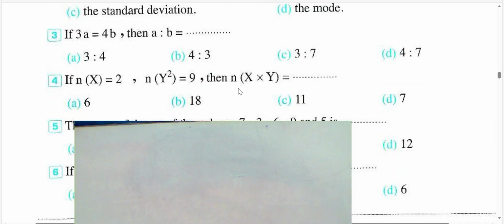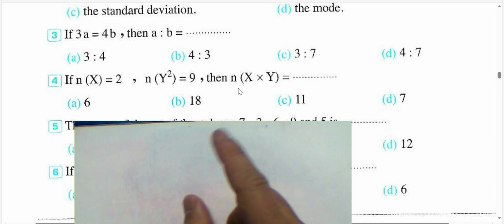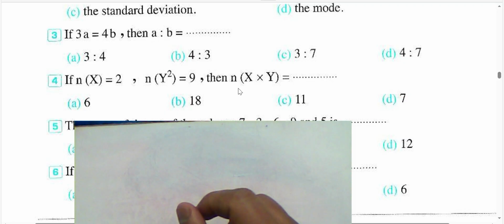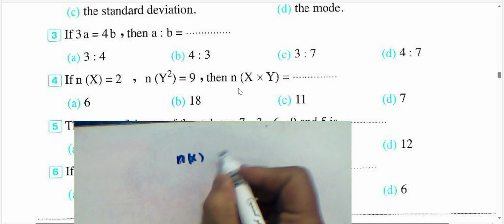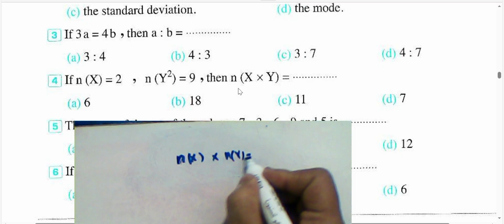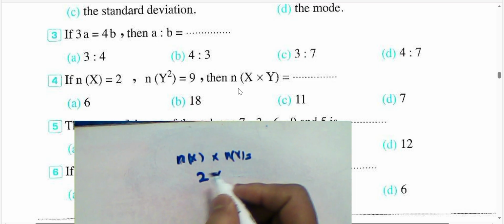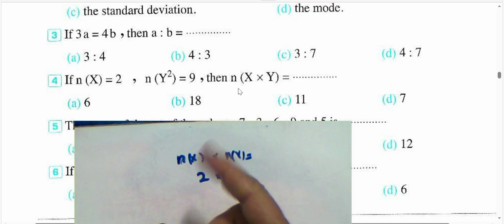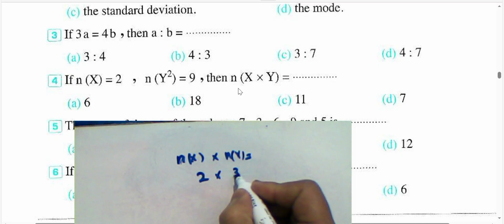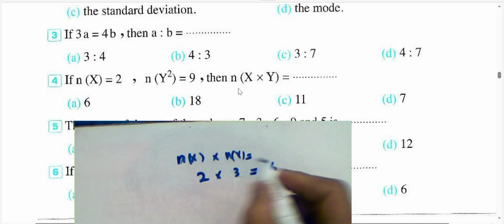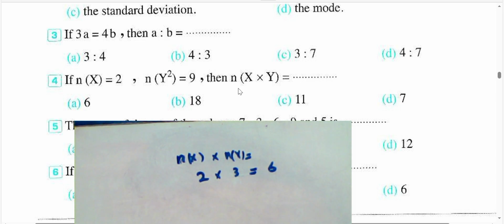The number of elements of set x equals 2 and the number of elements of y squared equals 9. It's a Cartesian product, okay. And the number of elements of x Cartesian product y equals? We first find the number of elements of x multiplied by the number of elements of y. He gives me the number of elements in the set x equals 2 and the number of y squared equals 9. The number of y equals 3 because 3 times 3 is 9. Then 2 times 3 equals 6. The answer will be 6. Choose letter A. Next question.